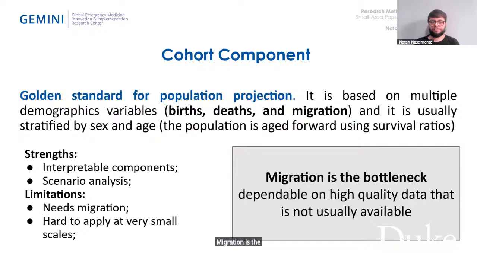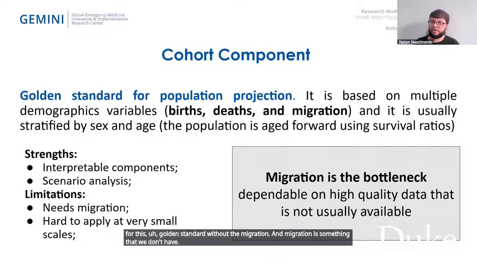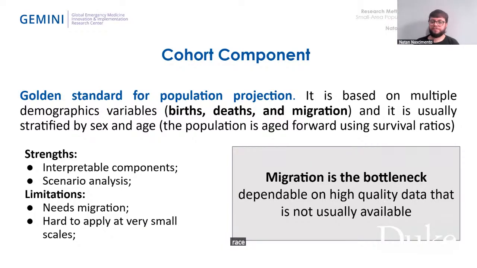Migration is the bottleneck, and that leads me to limitations. We need migration for the cohort component. We cannot do anything with this golden standard without the migration. And migration is something that we don't have stratified by race or ethnicity, just because. The same goes for sexuality and gender identity. See that I use sex, not gender, because we don't have data on gender identity. We don't have it on sexuality. So we could also project based on race, gender, sexuality, but we only have sex and age.